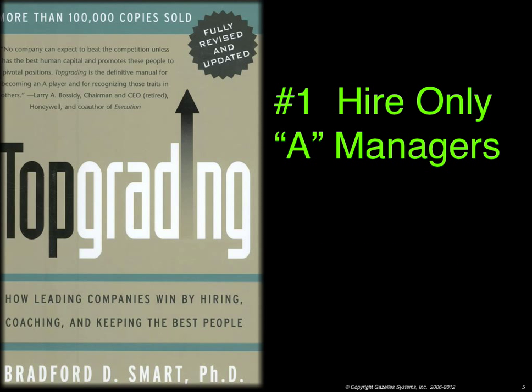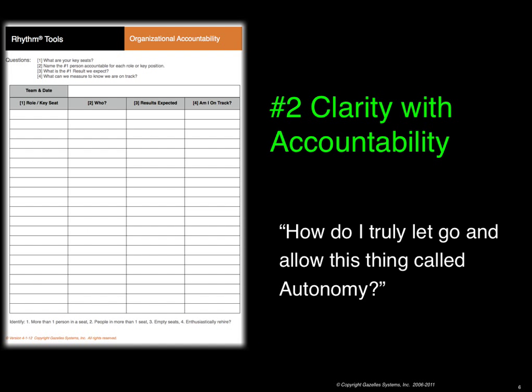The first is that you have to be committed to hiring only A managers, because A managers, or rather all managers, influence the work that the teams do. And a C manager cannot get A quality work from their team. So if you're trying to build high performance teams, the first thing you have to do is make sure that the leader of the team is a high performance guy or gal.